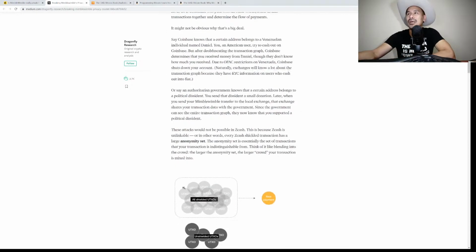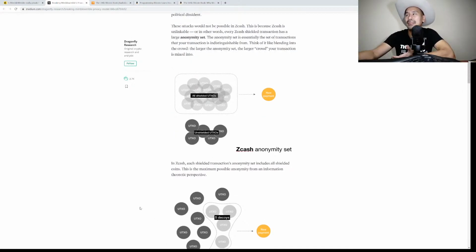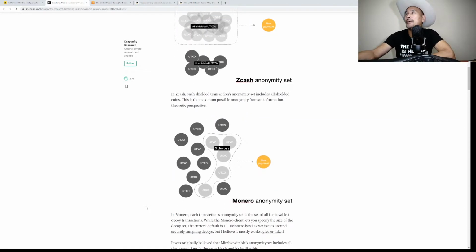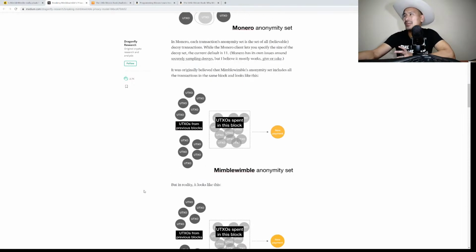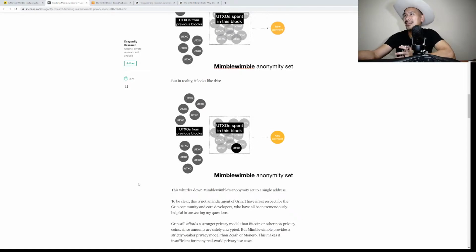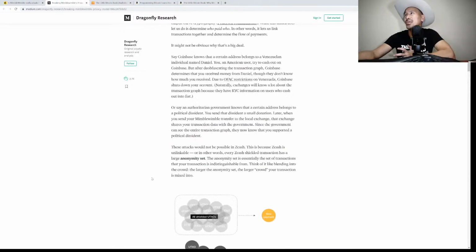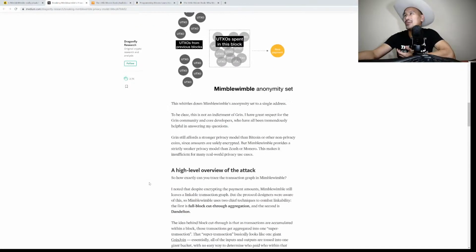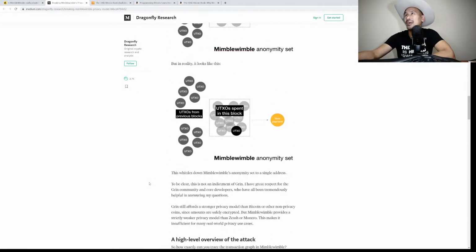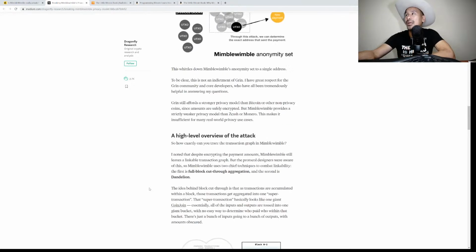Basically, you have to break discrete log to do that. Say an authoritarian government knows that a certain address belongs to a political dissident. Yeah, if you know who sent it to you, then maybe that can be useful. There are different anonymity sets based on which privacy coin you're using, and the analogies here are pretty good.